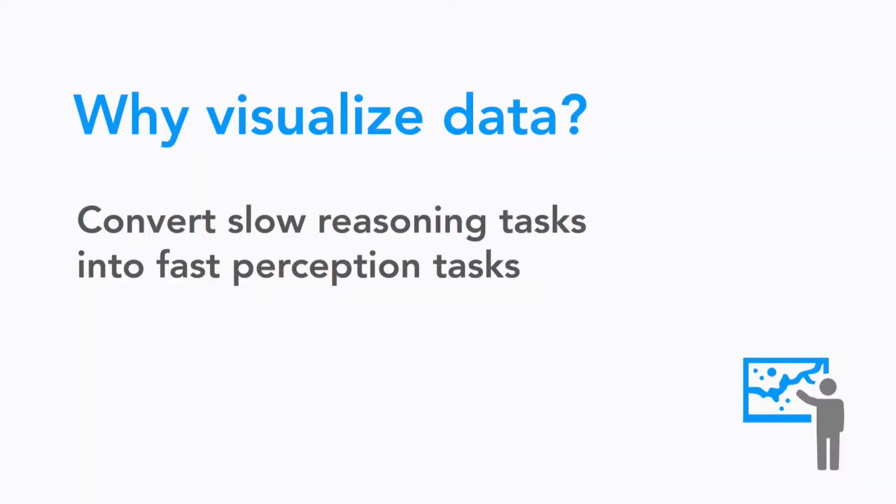So why do we visualize data? We visualize data to convert slow reasoning tasks into fast perception tasks, so that we can intuitively perceive relative differences instead of having to hold information in memory and perform mental calculations. The process of visual perception is pre-attentive, which means that it happens automatically with virtually no effort, in contrast to attentive processing, which requires conscious effort and calculation.